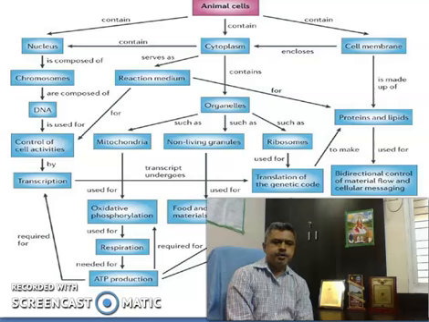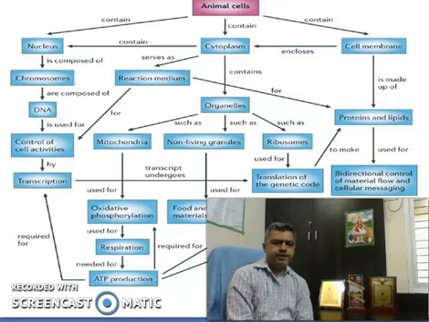Before that, or starting this biomembrane, Biochem 606, we should first understand what an animal cell and plant cells are and what components are found in them.